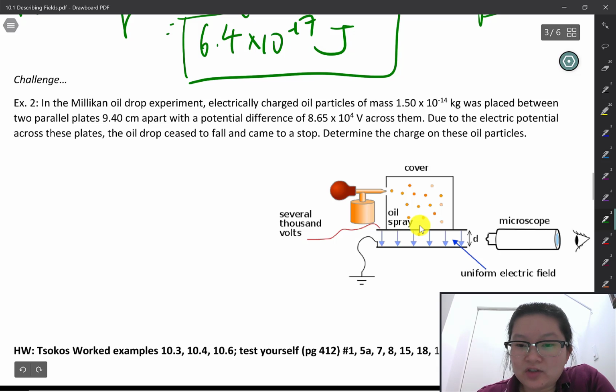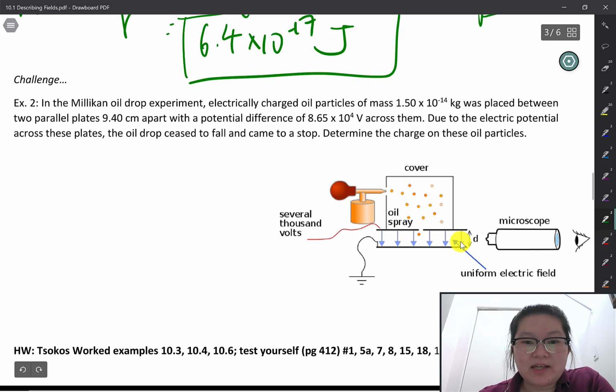After they enter this gap, they are subjected to a uniform electric field, in which they will, in a sense, not move. Or you might have to tweak the electric field until it does not move, and you can use that for all sorts of different applications. If you know exactly that you're knocking off exactly one electron off of these oil particles, then you can probably use this to measure, say, the mass of each oil particle, or vice versa. Although I don't think this question does that. It's doing something a little bit different. So let's see what this question is about.